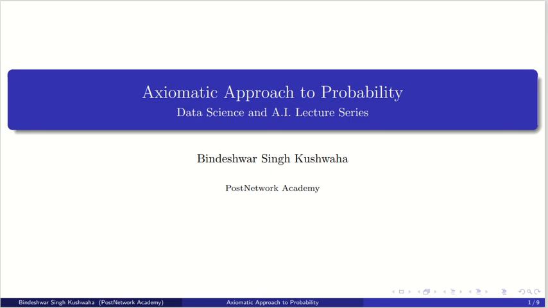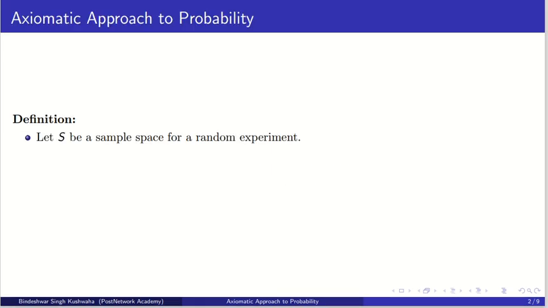Today we are starting an exciting journey into one of the fundamental aspects of probability, the axiomatic approach. If you are a student or researcher in data science or artificial intelligence, this would be useful for you. In this lecture, I will cover the core principles or axioms that define probability, how these axioms lead to critical results like the complement rule and additivity, and how these principles apply to real world scenarios in data science and AI. So let's get started.